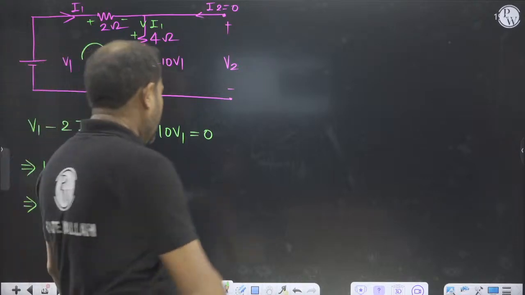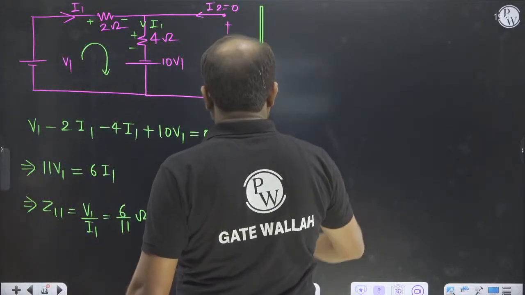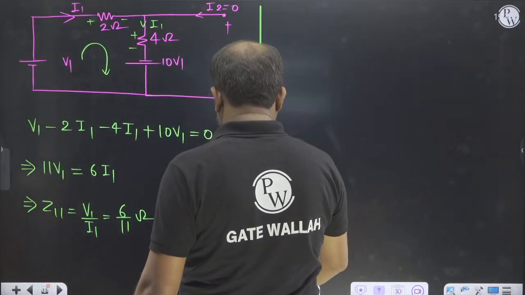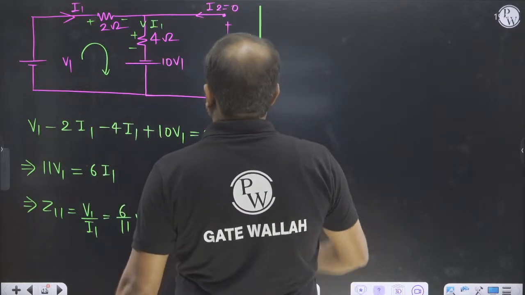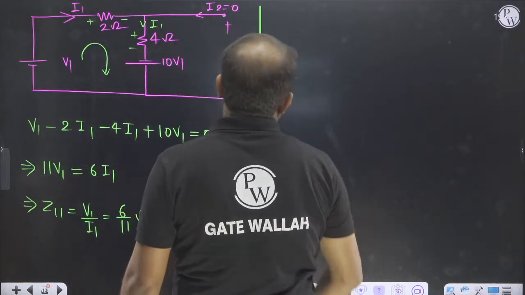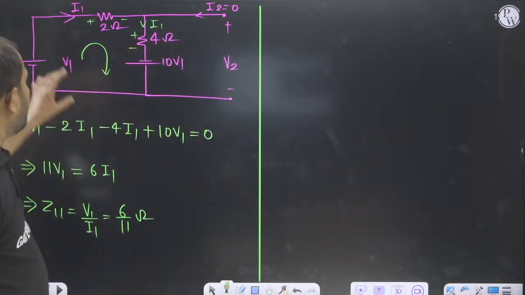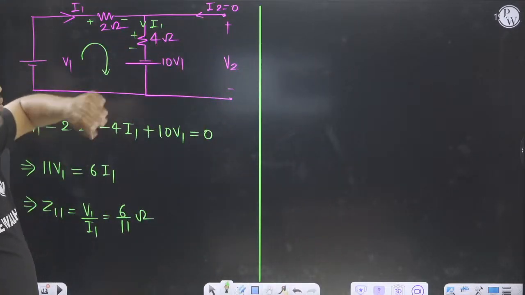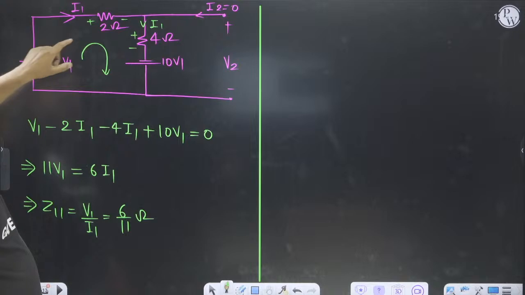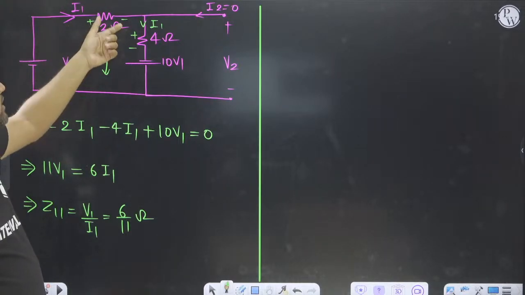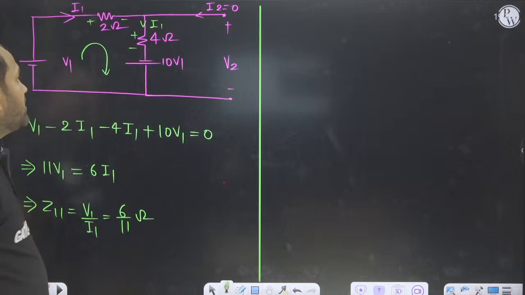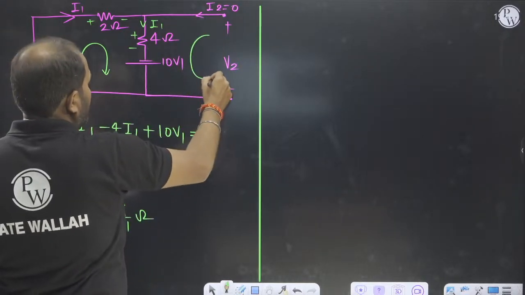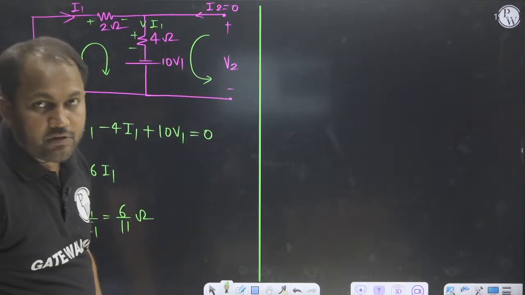Then our next point: are V1 and V2 the same? No. V1 and V2 are not the same. Why are they not the same? Because there is a voltage drop which is equal to this voltage. So V1 and V2 are not the same. So what will I do? I will just go through this KVL. It will be very easy.